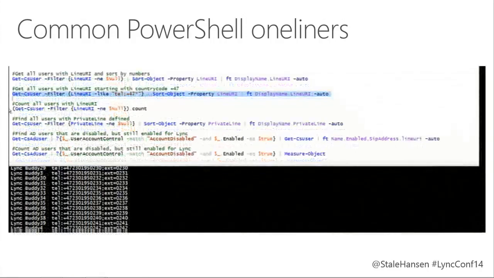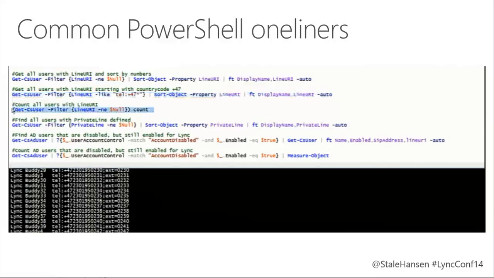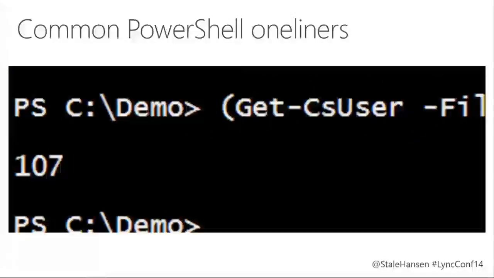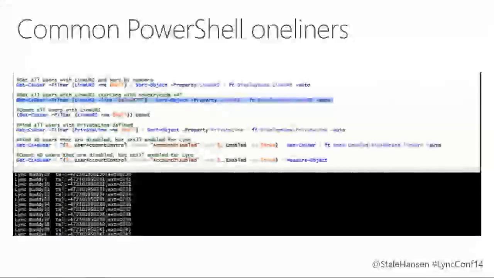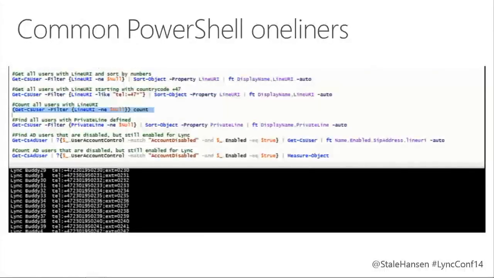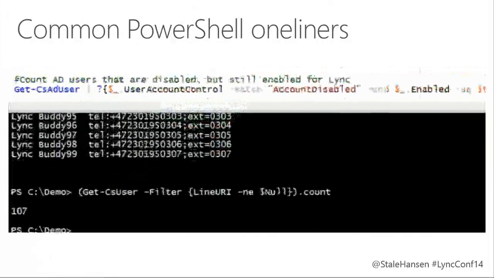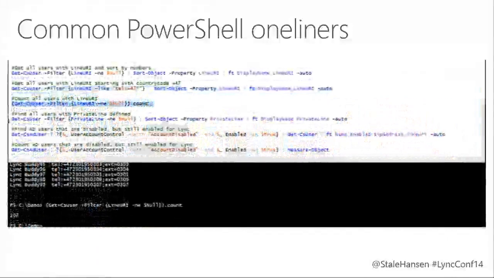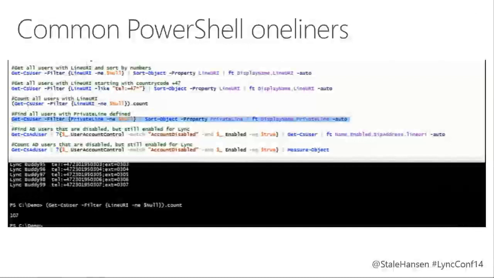And remember, users can have two numbers. They can also have a private line. Right? So remember that. And you can also count users by using the .count variable, as is shown here. So I have 107 users enabled for enterprise voice. And then you can do the private line, of course.